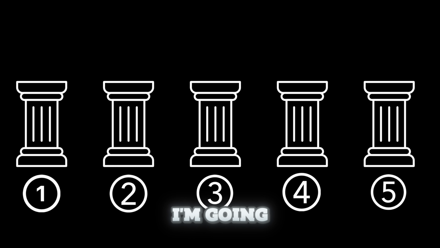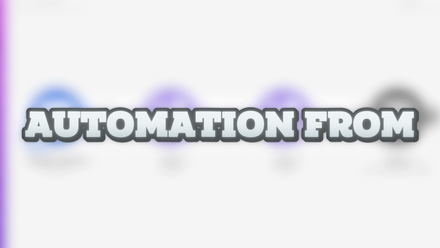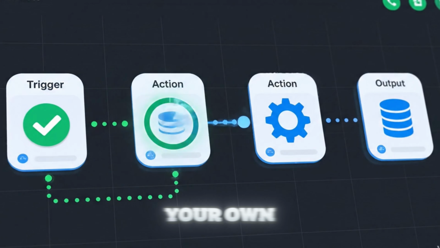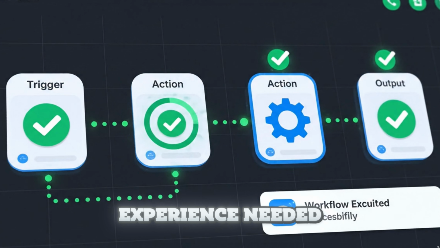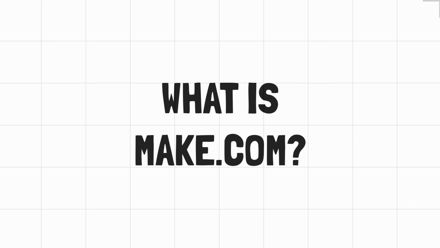In this video, I'm going to walk you through all of those 5 mistakes and fix each one of them by building a real automation from scratch. And by the time we hit mistake number 5, you will have a fully functioning automation running in your own Make.com account. No coding, no prior experience needed. Let's get into it.